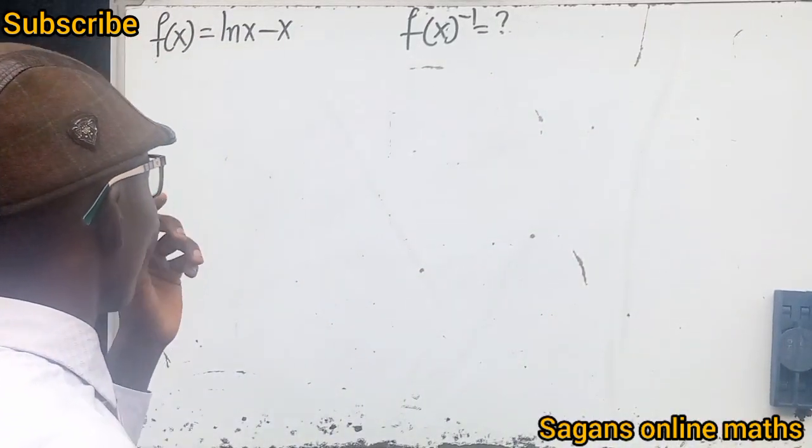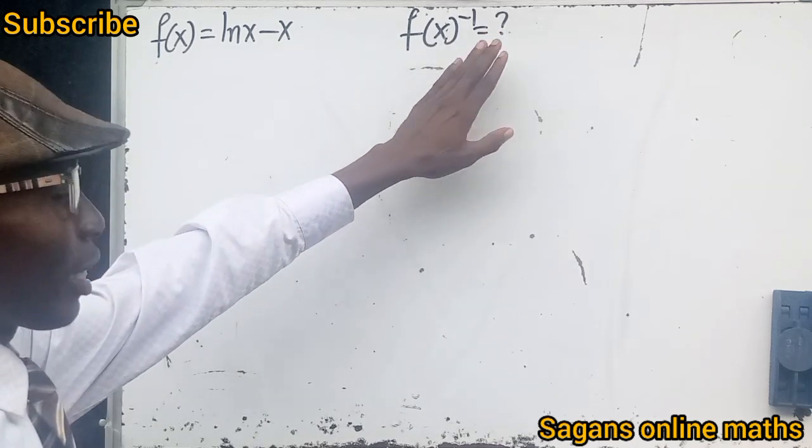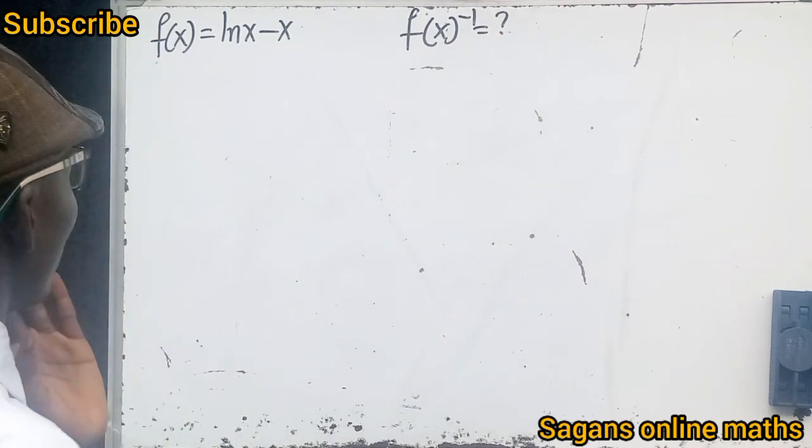Let's solve this simple question on the inverse function. Now look at what we are given. We are given that f of x equals ln x minus x. We are asked to find the inverse of f of x. This is very simple. Now look at what we are going to do.